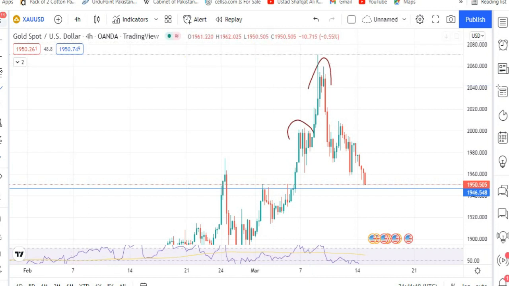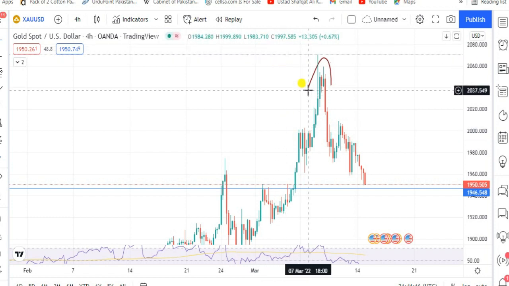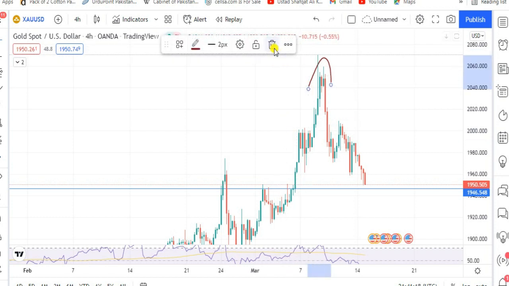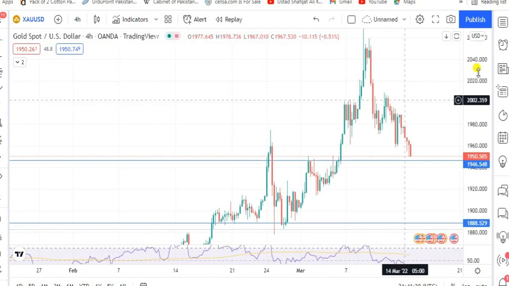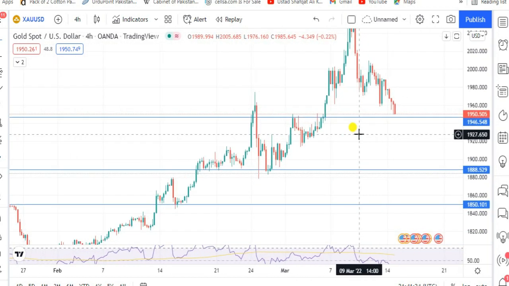If you look at the other side, I will also try to give you some areas from where we can look for buy trades, and why entering the market right now is very risky. But if you look at the fundamental side, still we can't say that the war has ended.